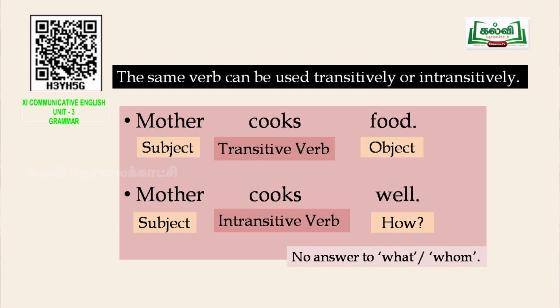Suppose I say mother cooks well. Then I could only ask you the question how. Mother cooks how? Well. We do not get the answer to what, and therefore this is intransitive. The verb cooks is intransitive. So that is how we classify it. We'll just go deeper into this and analyze the different types.